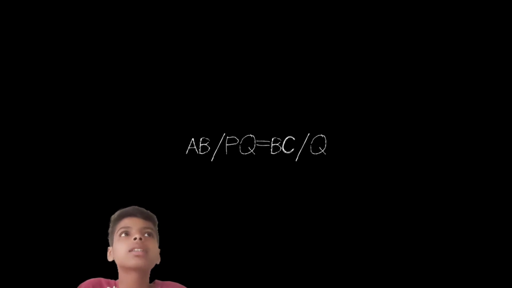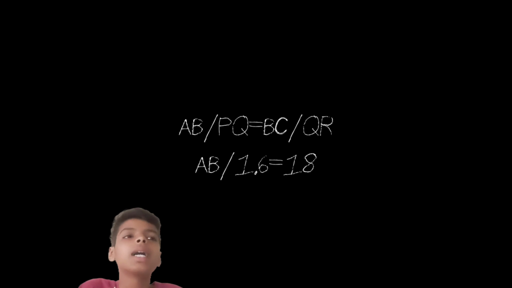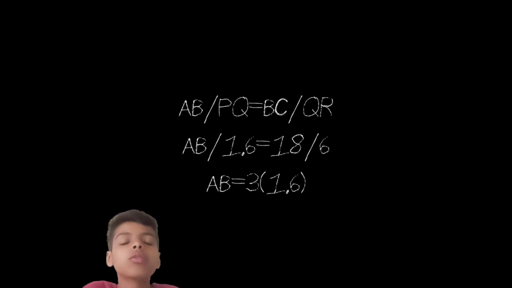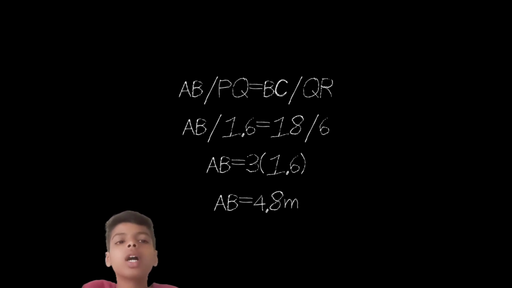Now we can say that AB upon PQ is equal to BC upon QR because they are corresponding sides of similar triangles. Now after putting the values, we get the value of AB to be 4.8 meters, and so we can say that the height of the pole is 4.8 meters.